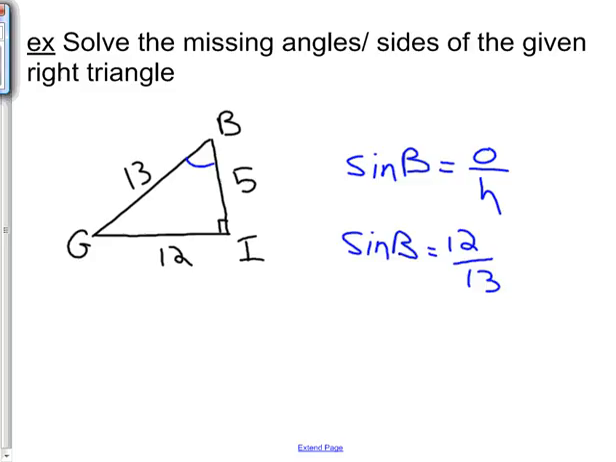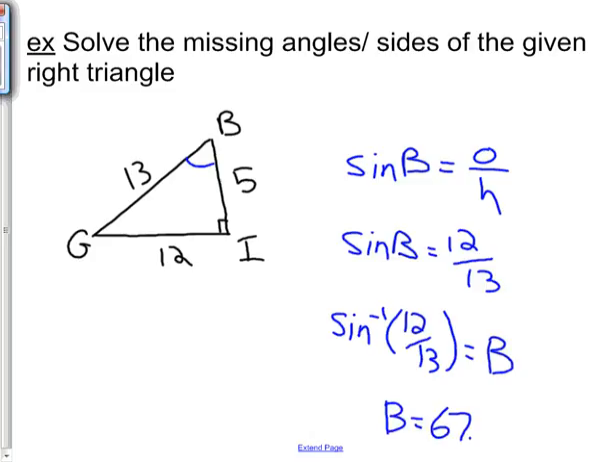Okay, so now how do we find angle B? How do you put it in your calculator? 67.4. Yes, 67.4 will be just fine.